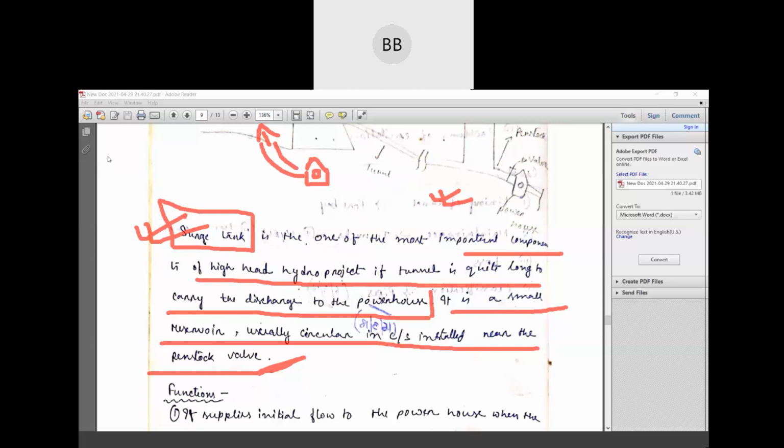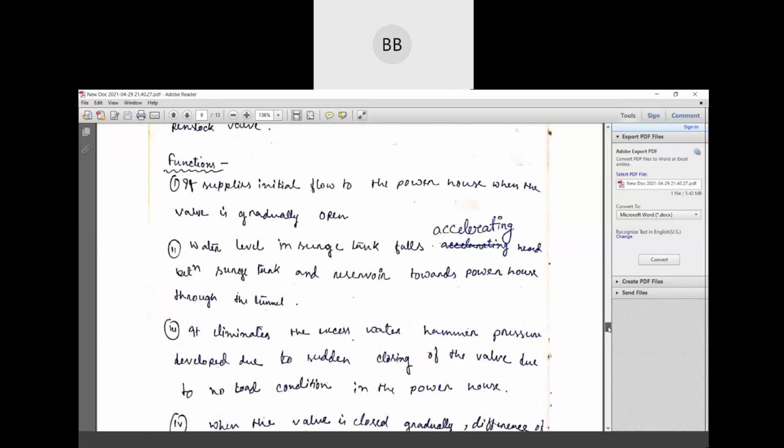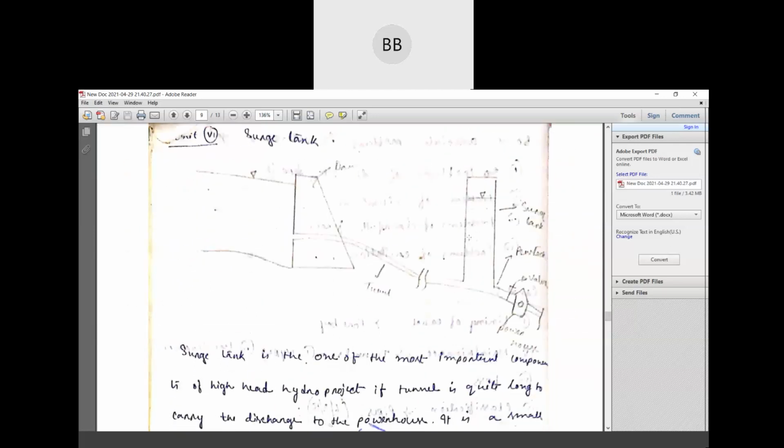So we move on to the next topic, functions of surge tank. First point, it supplies initial flow to the powerhouse when the valve is gradually opened. That means as the water goes inside the surge tank, when you gradually open it, the first amount of water comes from the surge tank.